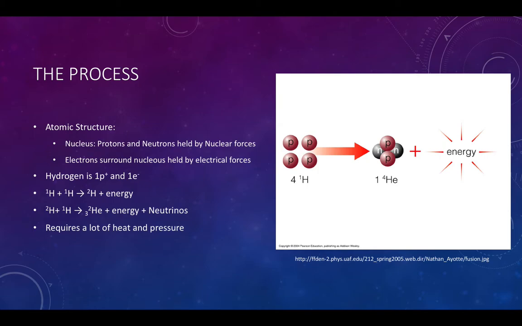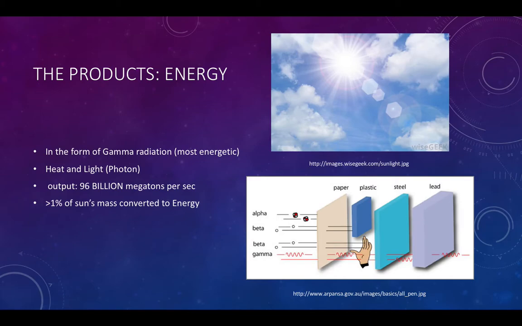The product of this, of course, is energy. Then that deuterium atom will fuse with another proton, a hydrogen atom, and create a helium atom, which has a mass of 3 and an atomic number of 2 because it has 2 protons. The product of this is energy, and some neutrinos also fall out of there. Nuclear fusion requires a lot of heat and pressure, and that's why the core is ideal for this reaction to take place.